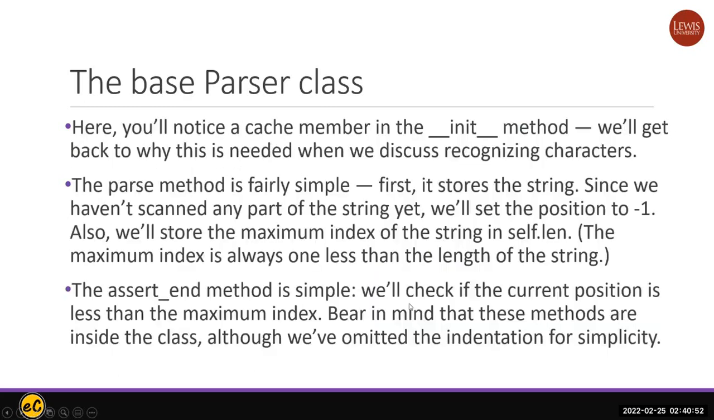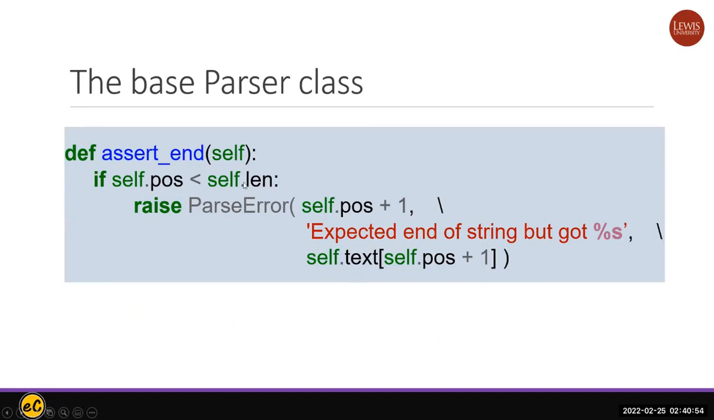Here we actually have the base class. In assert end, you see if your position is less than the length. If the position is less than the length, you do not move to the length. The parsing error says: expected the end of the string, but got something else. So you still have some text you haven't finished.